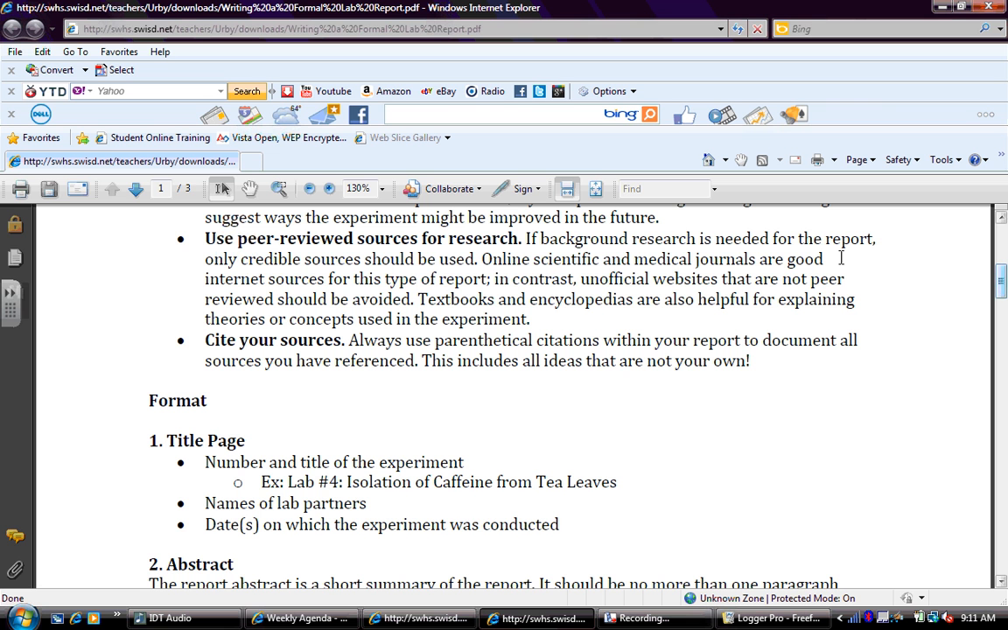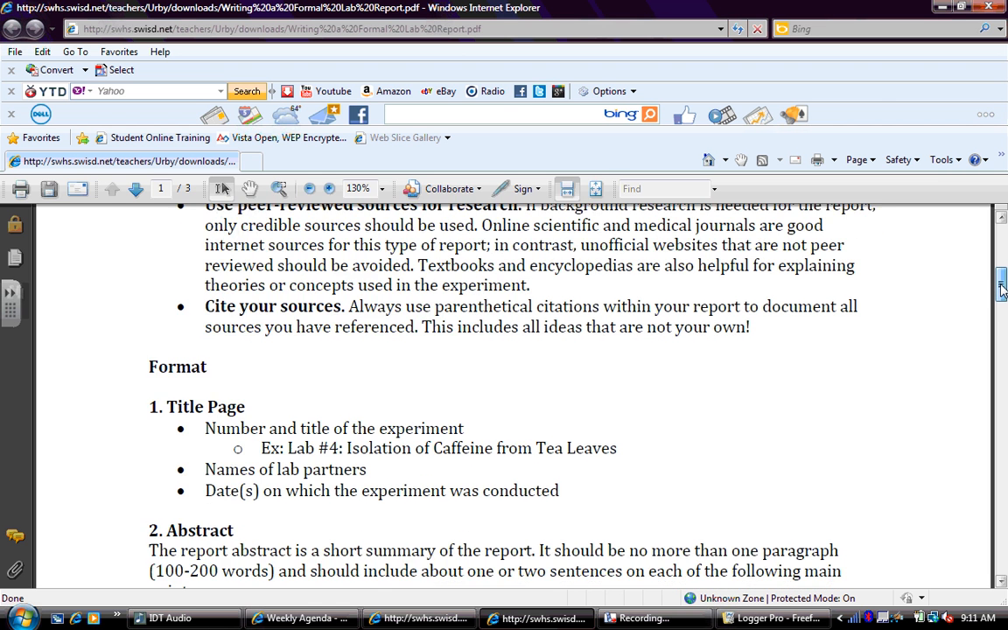You're going to want to use peer-reviewed sources for research. There's a lot of online journals that you can access that will give you information about calculating free fall acceleration. You can kind of use that as background research if you need to find formulas or that sort of thing.